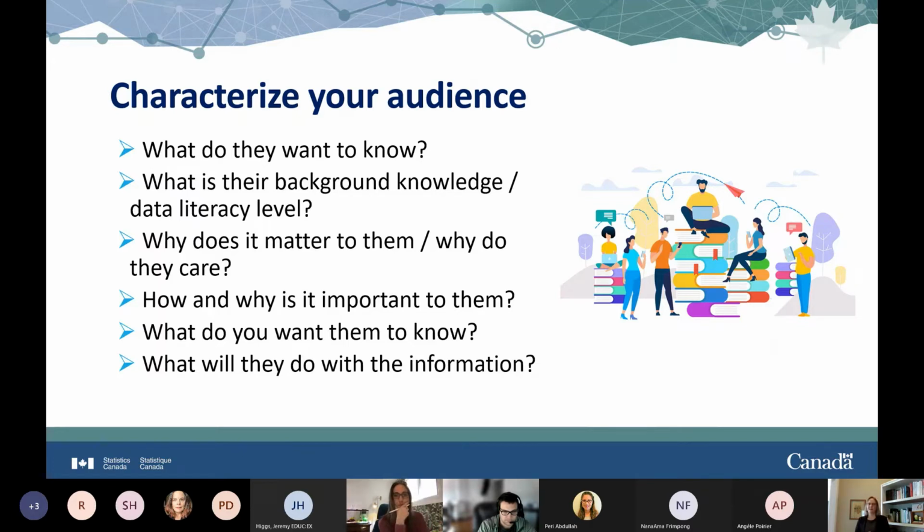And don't assume that everybody has the same data literacy level that you do as an analyst. It's okay to try to be really plain language when you talk about data. It's a good practice. You want to make sure that everybody understands what you're reporting. How and why is your study important to them, and what do you want them to know?